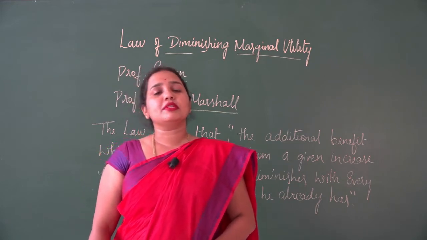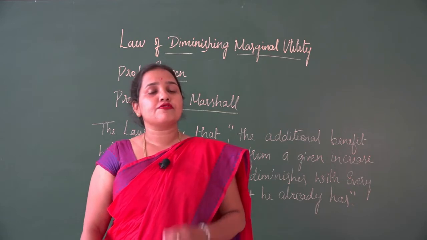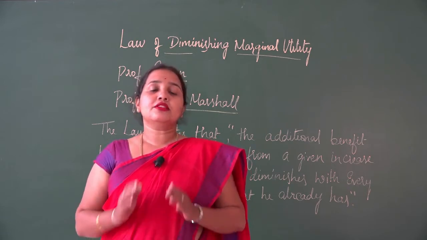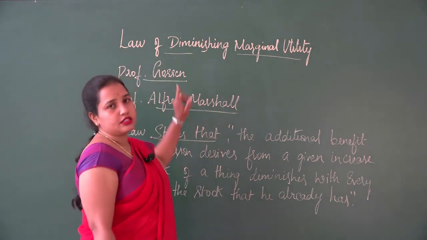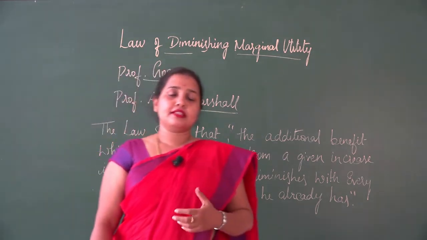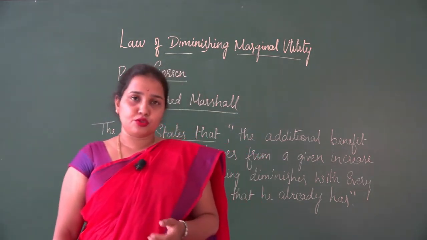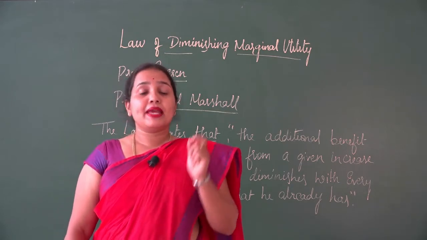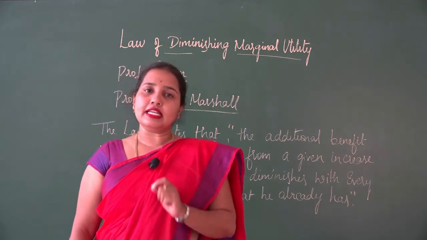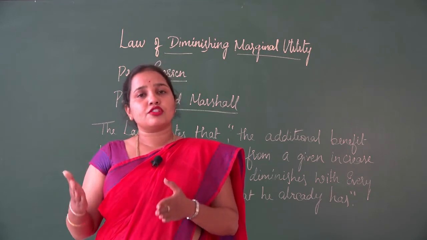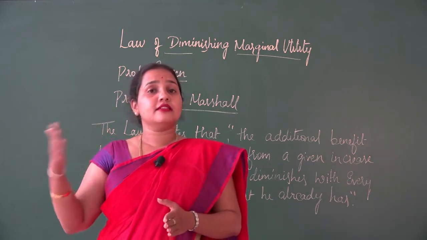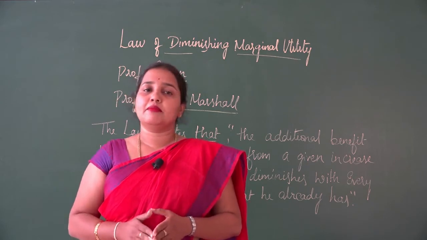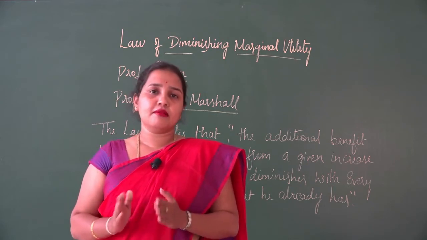The law of diminishing marginal utility was first propounded by the German economist Professor Gossen, which explains the behavior of the consumer as well as a basic tendency of human nature. This law was further modified and popularized by another eminent economist, Professor Alfred Marshall.